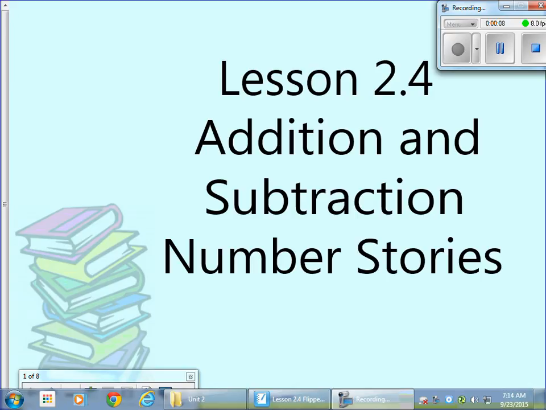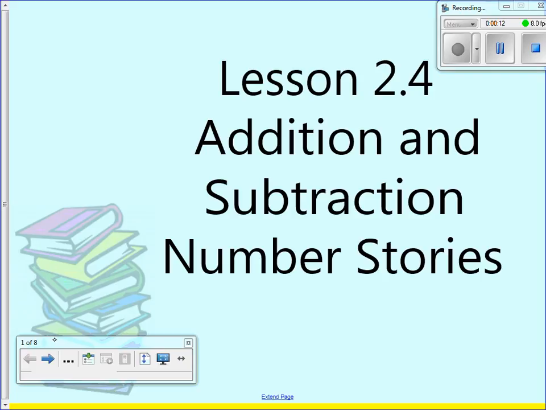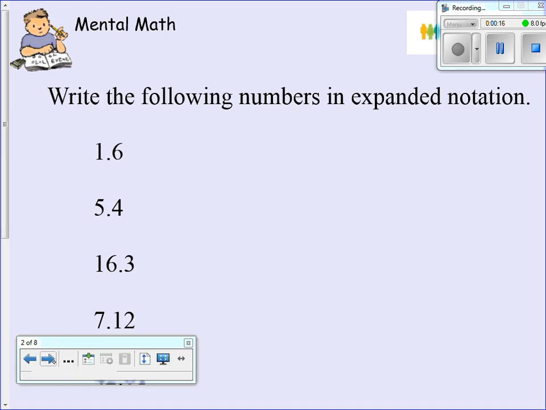Tonight we're going to be working with addition and subtraction number stories. So we have to read a little bit, not much today, don't worry about it. But we're going to be reading a little bit and then solving some problems. Before we get going with that, let's just review expanded notation.